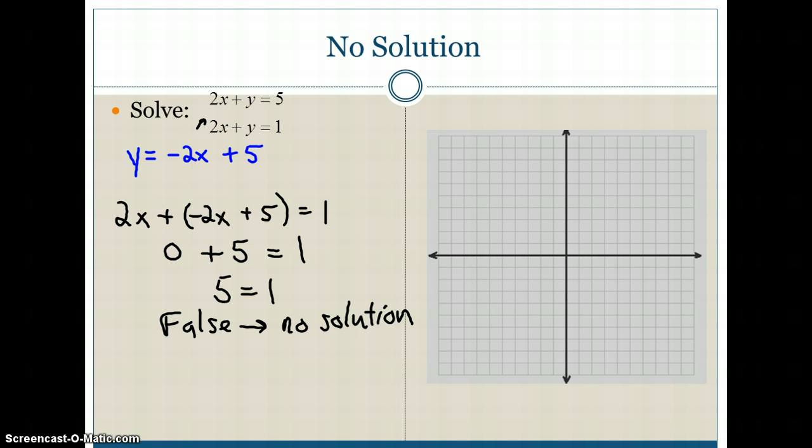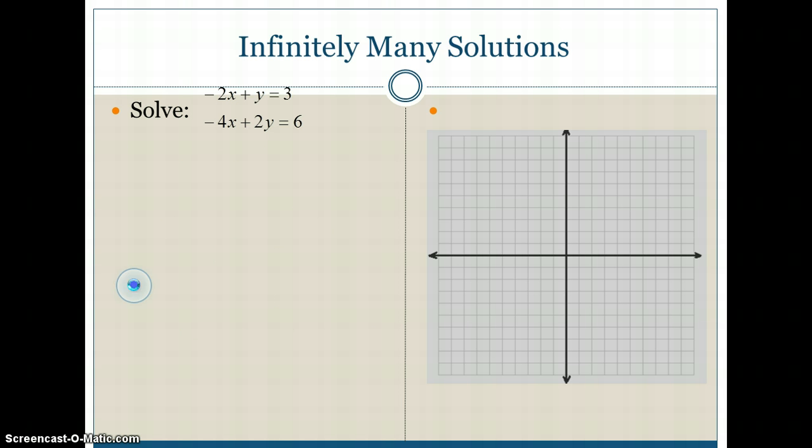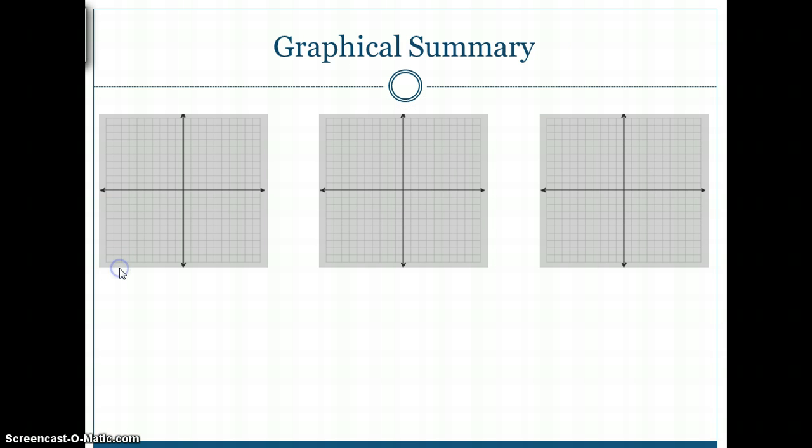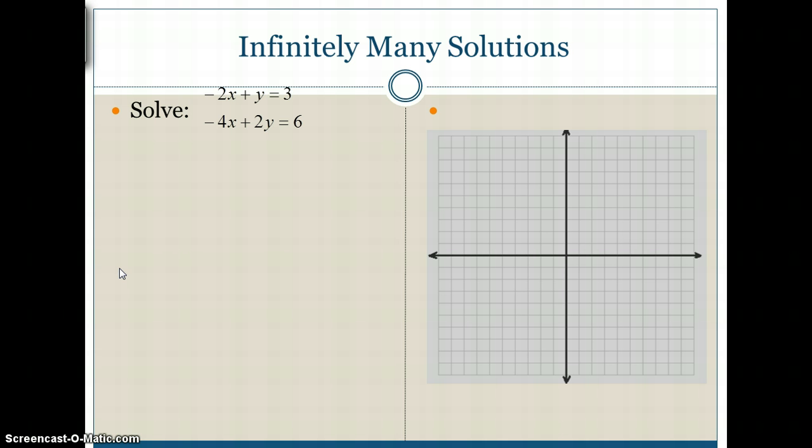I'll show you tomorrow how we get no solution with the graphing calculator. I'll make sure everybody has those to practice as well at that time. So let's move on to the next special case, and that's when there are infinitely many solutions.